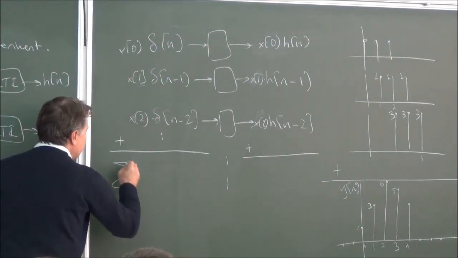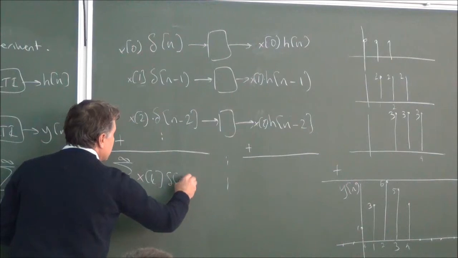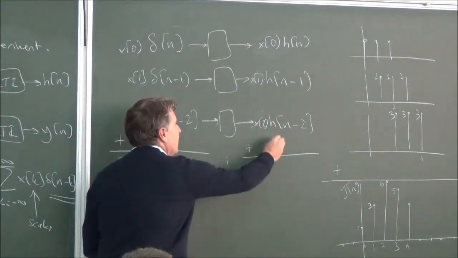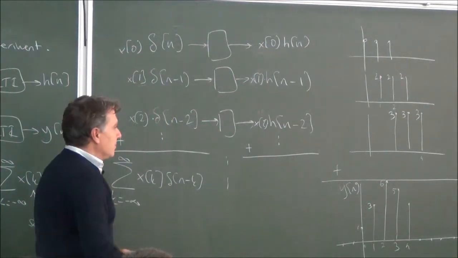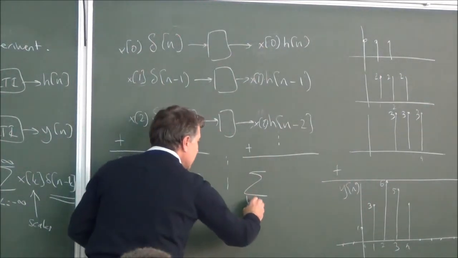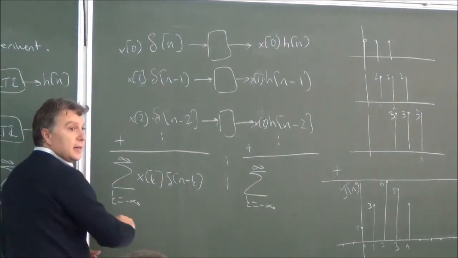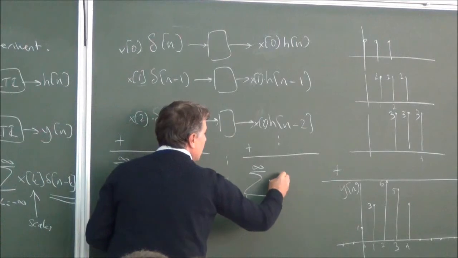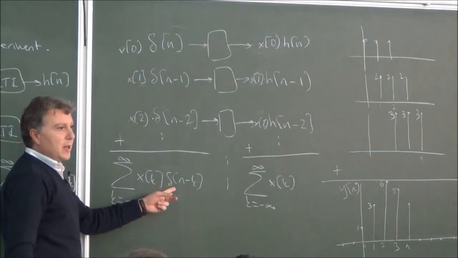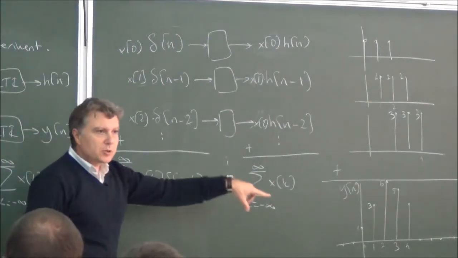And it was summation from minus infinity to infinity x of k delta n minus k will produce the same summation, right? k from minus infinity to infinity, the same scales, x of k, and every impulse will produce the corresponding h. Delta n minus k will produce h of n minus k.